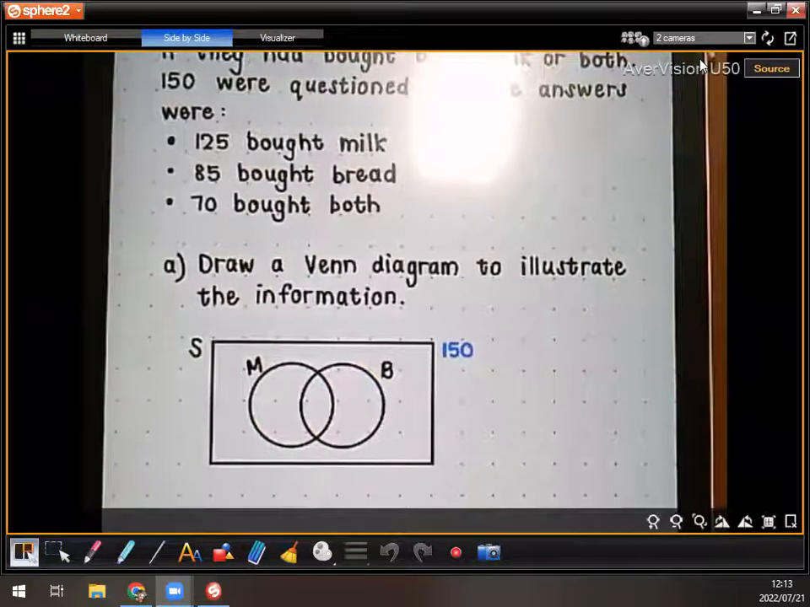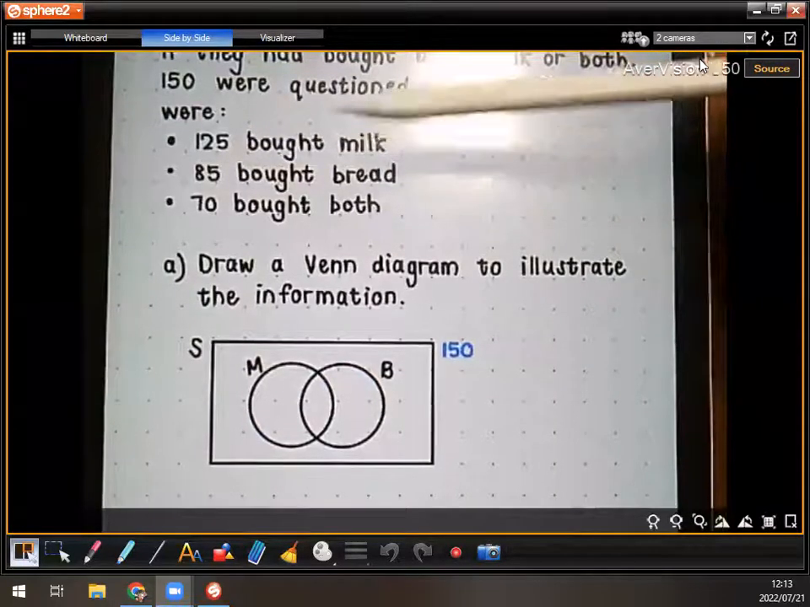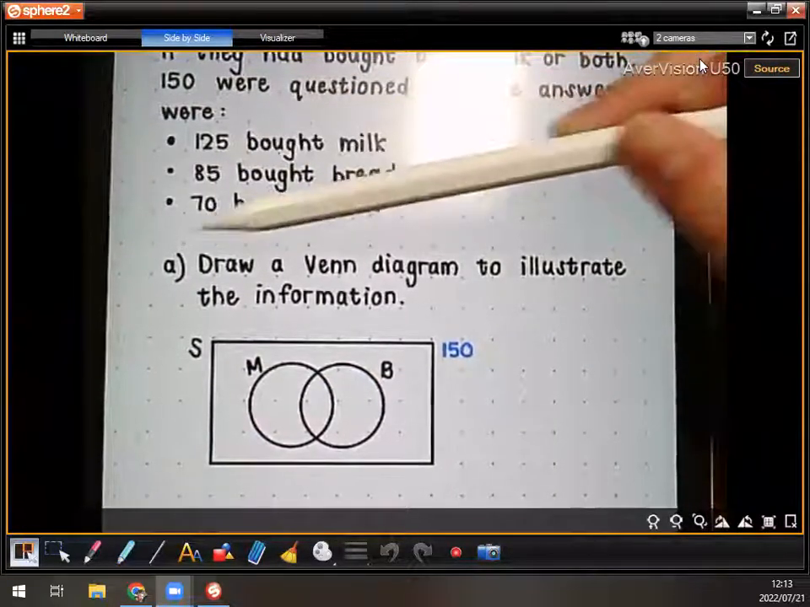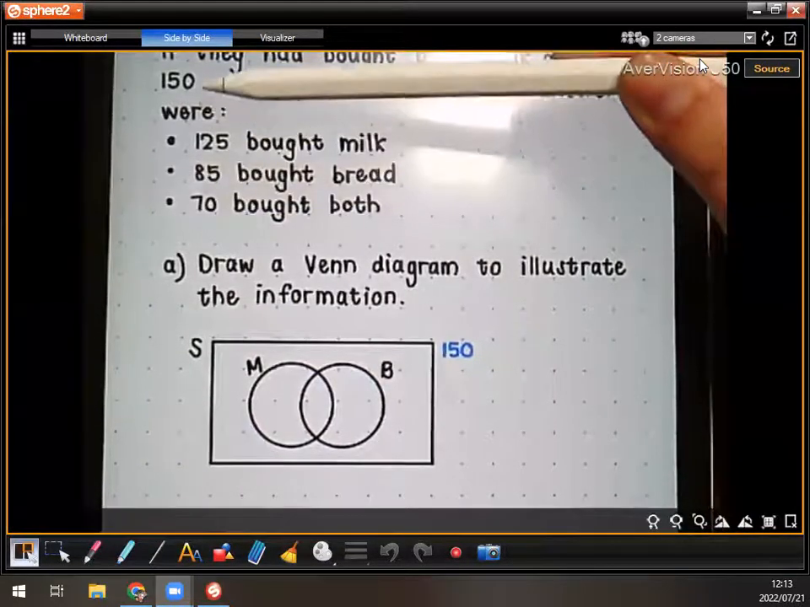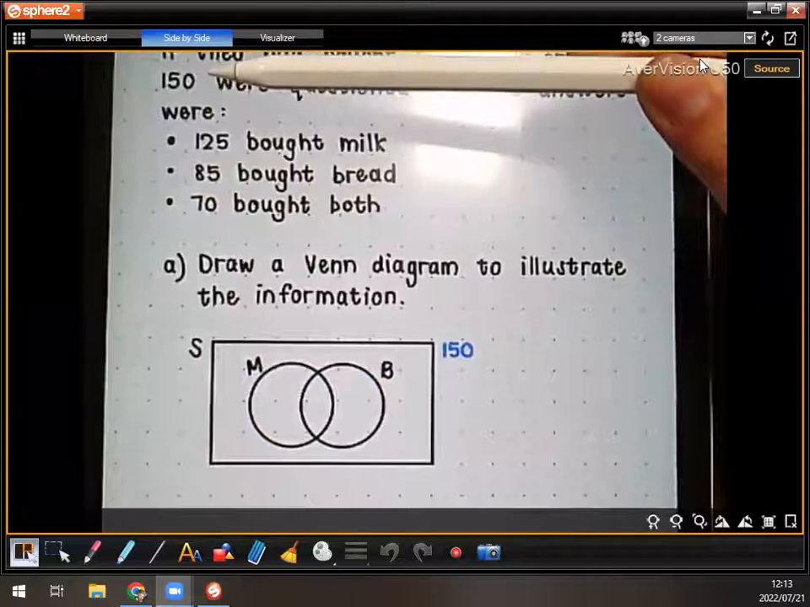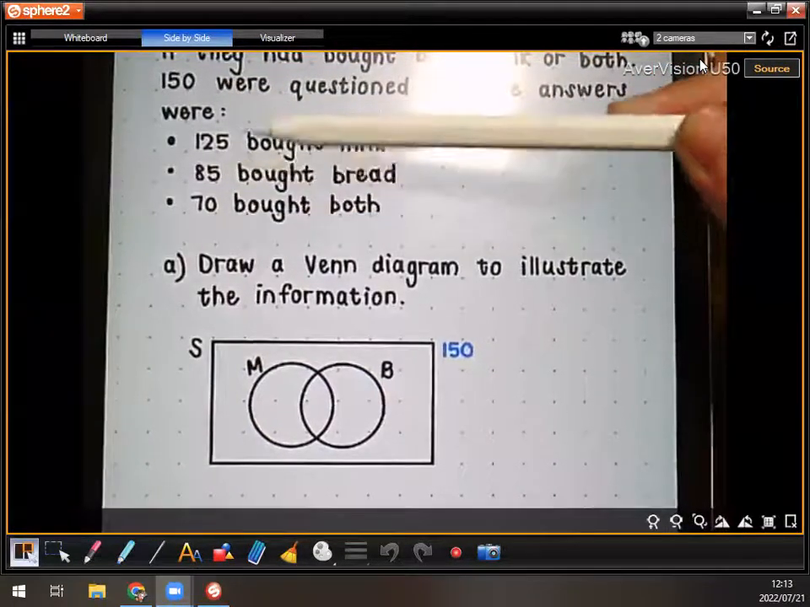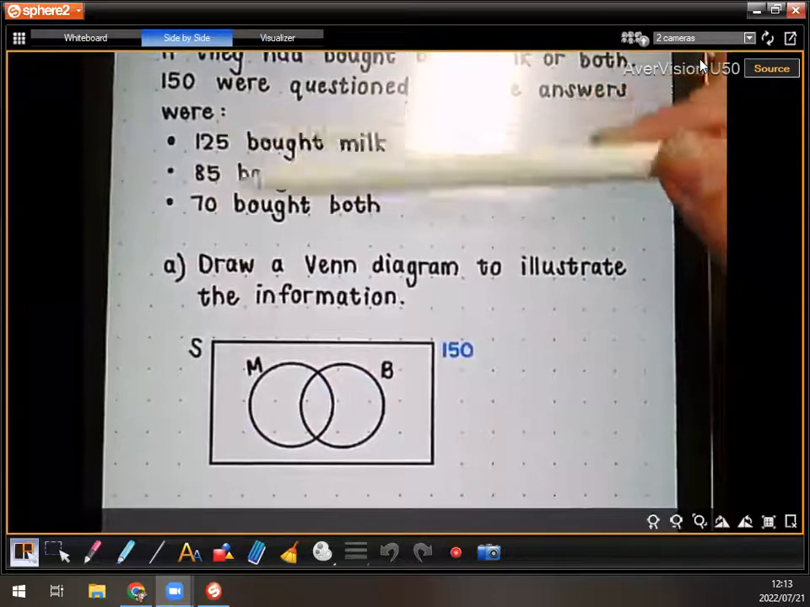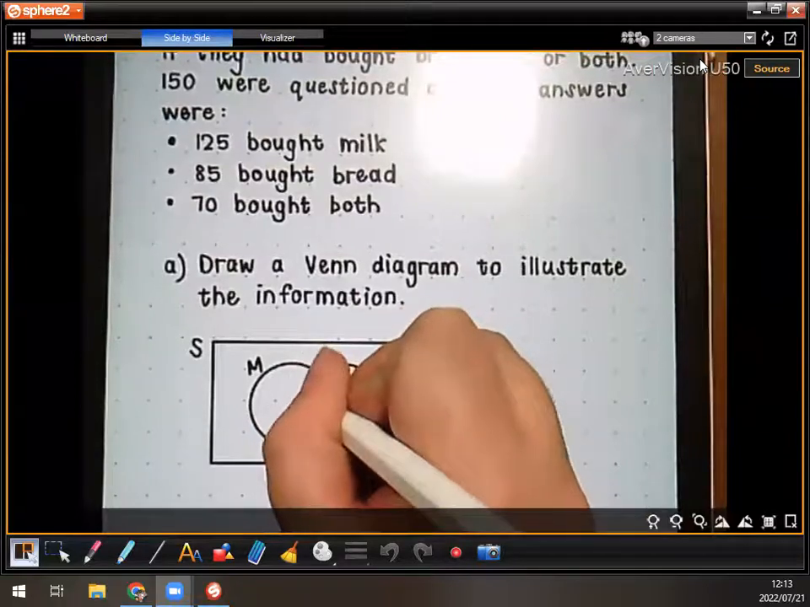Okay, now I suggest that you start by filling in the overlap. Because if we're looking at these numbers, right? They're saying 125 people bought milk, 85 bought bread, but 70 bought both. Now guys, if you're adding these numbers together, we're going to get more than 150, right? Which means that these 70 people, they are already included in these two totals. All right. So you're going to want to fill that 70 in first.